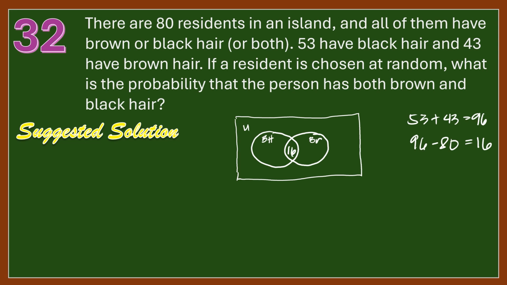We're looking for the probability that the person chosen has both brown and black hair. So the probability of this event is 16 over 80, or this is equal to 1 over 5.